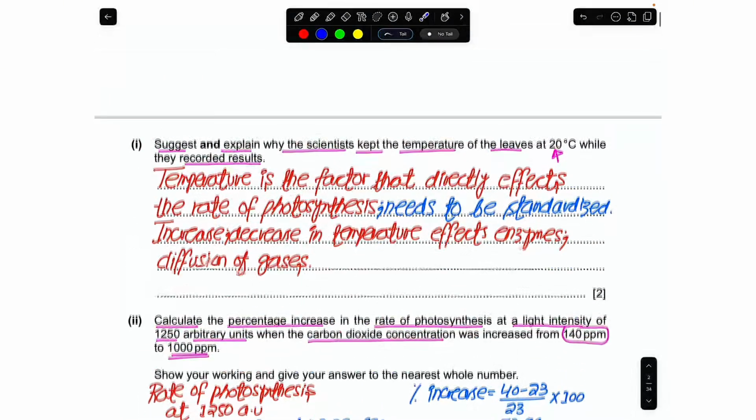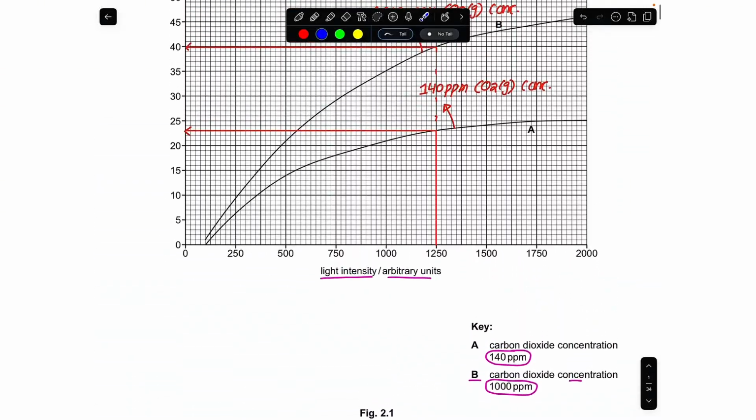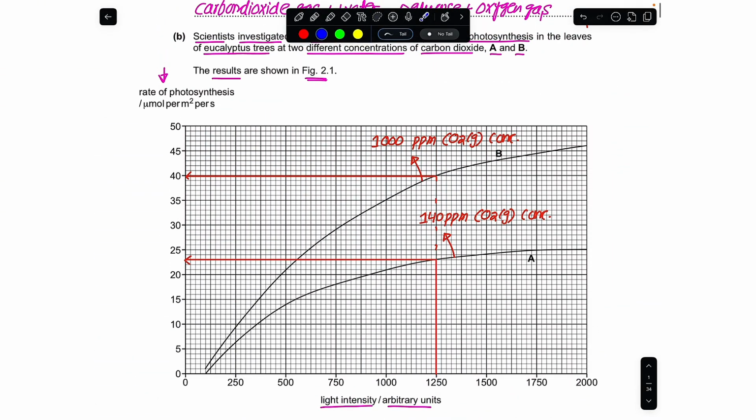Okay, so let us just move back. Here we have the value of the light intensity, which is 1250. From here, I would go to the curve of A, and then come toward the y-axis, because here we are given the rate of photosynthesis. So the value is 21, 22, and 23 micromole per meter square per second.